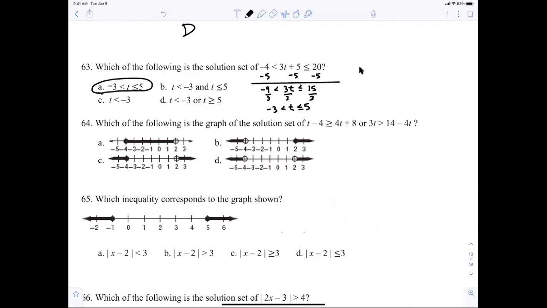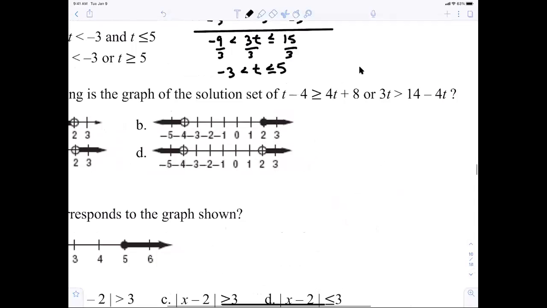64. Plus 4. Now we have to do them individually, right? So we're going to do this one first. We add 4 and subtract 4t. So now I get negative 3t is greater than or equal to 12, right? And then we divide by negative 3, which does what?